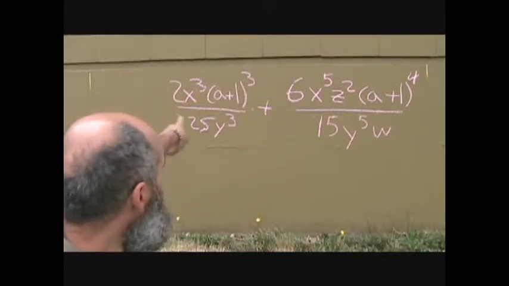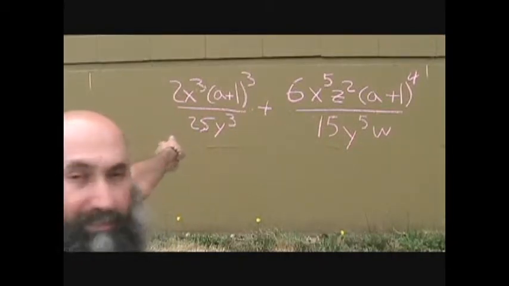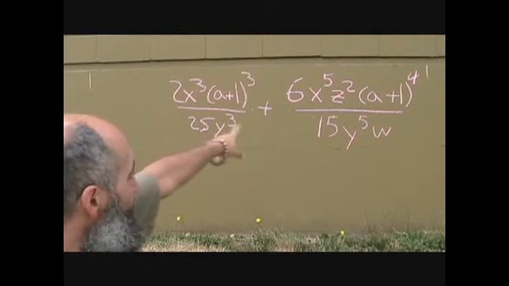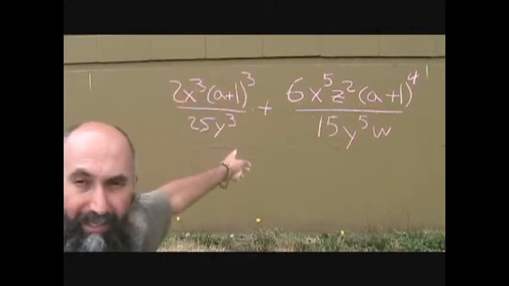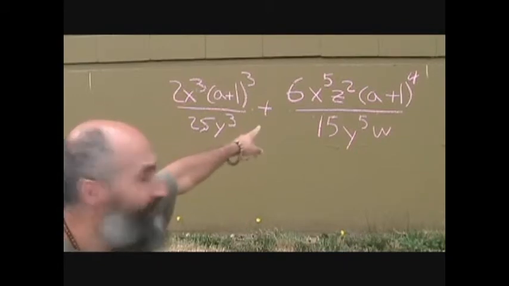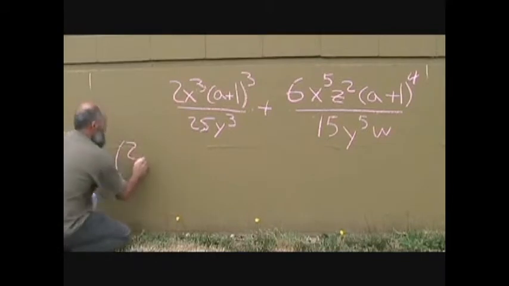Over here, we got 2x cubed, 6x to the power of 5. And let's deal with the 2x cubed and 6x to the power of 5 right off, right? So between 2 and 6, we can take out a 2. Between x cubed and x to the power of 5, we can take out x to the power of 3, x cubed, right?